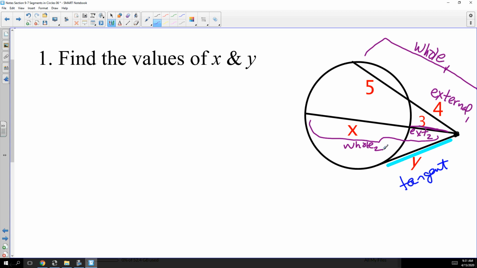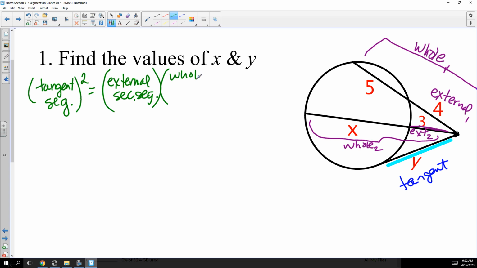So it's kind of hard to say what we really should figure out first. Definitely looks like we could set up a couple of different things. So let's just see what it looks like when we set up a few different things. We know a couple of things. We know that the tangent segment squared is equal to the external secant segment times the whole secant segment. So, well, which one should we use? It really shouldn't matter which one we use.